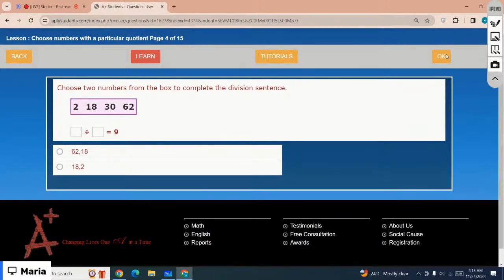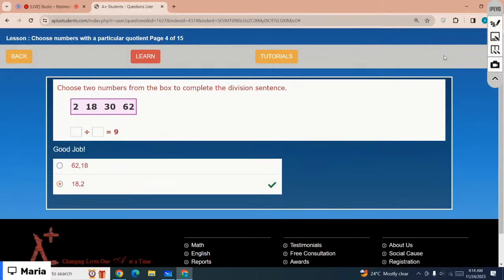Choose two numbers from the box to complete the division sentence. Dash and dash have a quotient 9. Which two numbers, when divided, have the answer 9? Which is the correct option? Yes, the correct option is 18 and 2. When you divide 18 by 2, the answer is 9. 18 and 2 it is, not 18 and 9. Option 2 is the correct option.